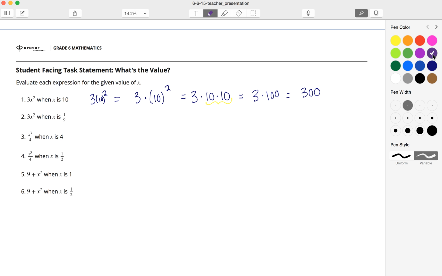All right, we're going to do this again now, but this time x is going to be something a little different, and it's 1/9 to the power of 2. Which means it's 3 times 1/9 to the power of 2, which I like to think of as 3 times 1/9 times 1/9, which is 3 times 1/81, which gives me 3/81, which I could leave as that, or you can simplify it and it'd be 1/27.